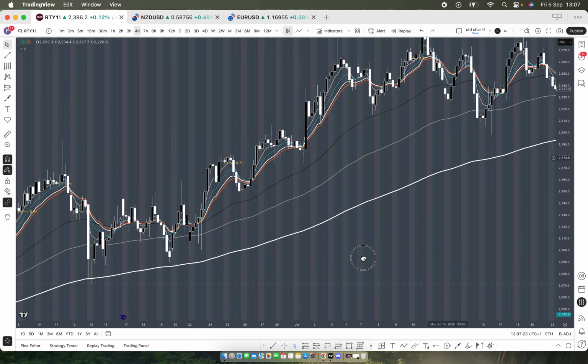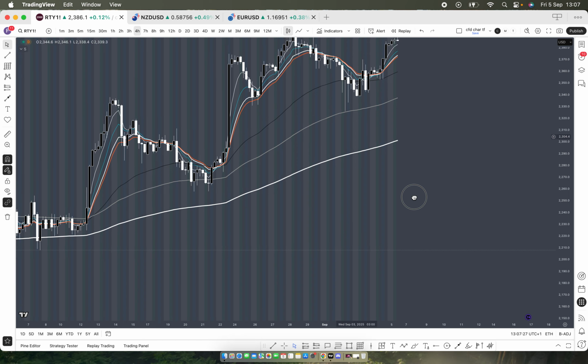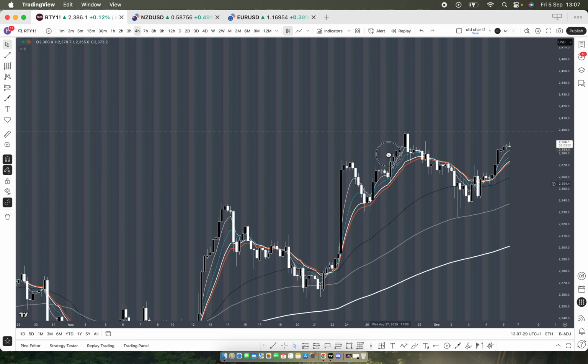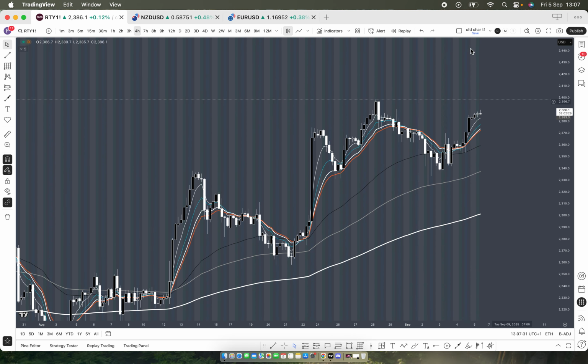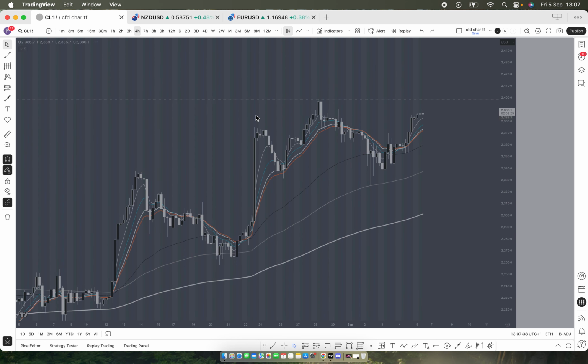I wonder if the Russell set up around here. No, it didn't. Unless I don't have these marked up. I would assume I would have, because I wouldn't have had it there. For CL, we can just quickly go over this. Jesus, we're going over them all.